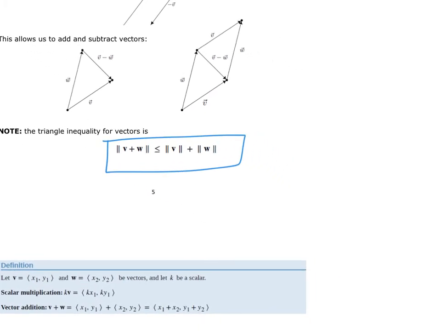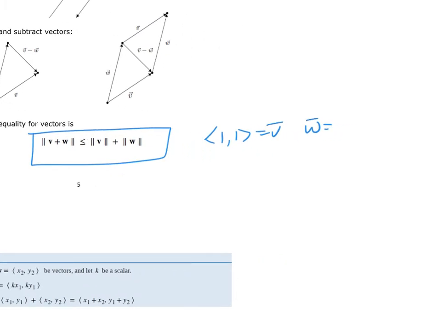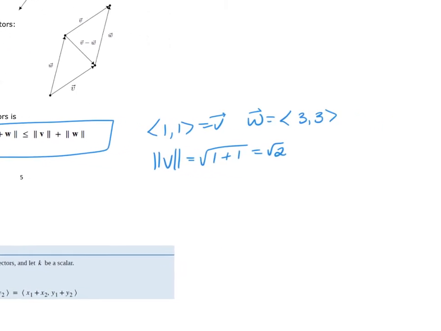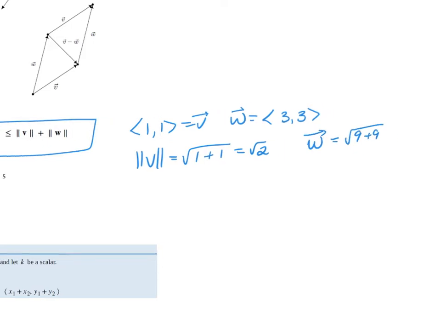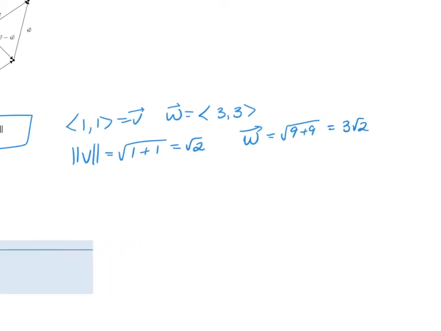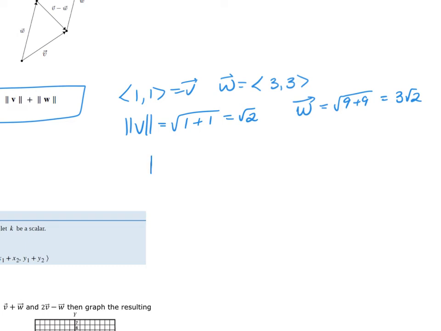So let's do some easy vectors. Let's do 1, 1. This is going to be my v. I'm going to do my w, with a bar over it with the arrow, which is going to be 3, 3. So the magnitude of v is going to be the square root of 1 plus 1, which is the square root of 2. The magnitude of w is going to be the square root of 9 plus 9, so in other words, it's going to be 3 root 2. If I add these two vectors, v plus w, this is going to give me 4, 4.